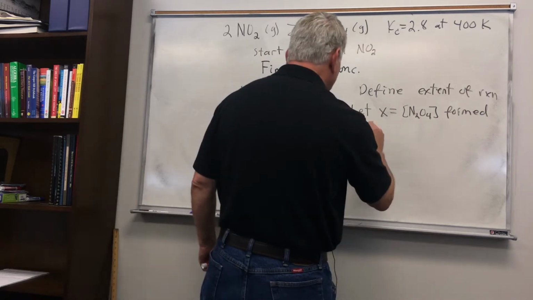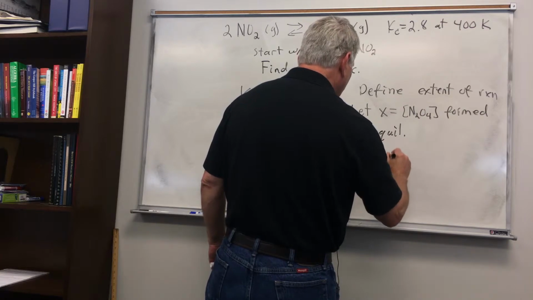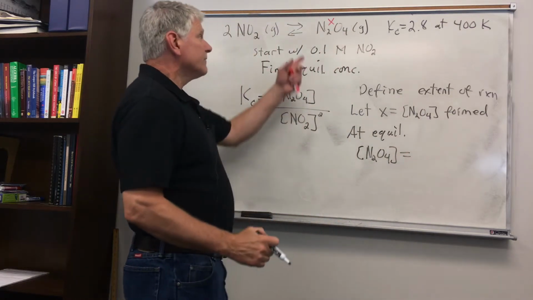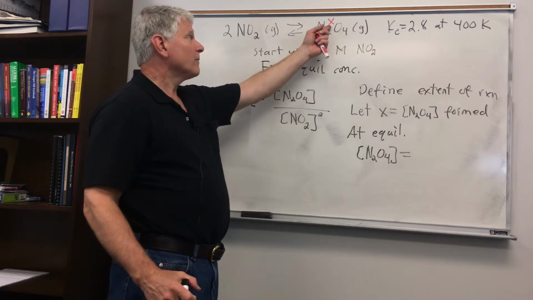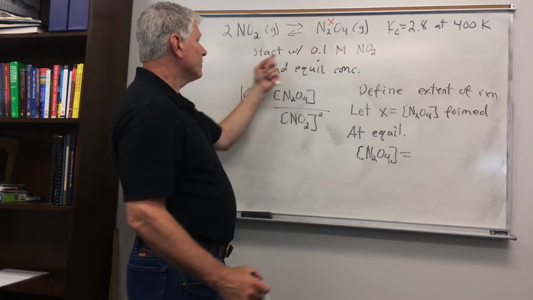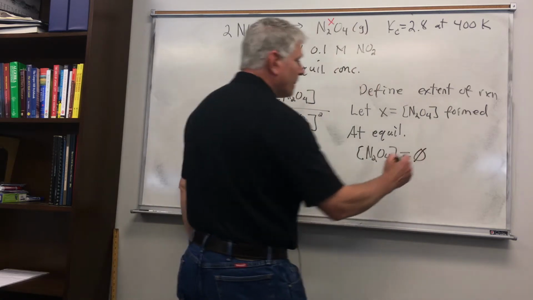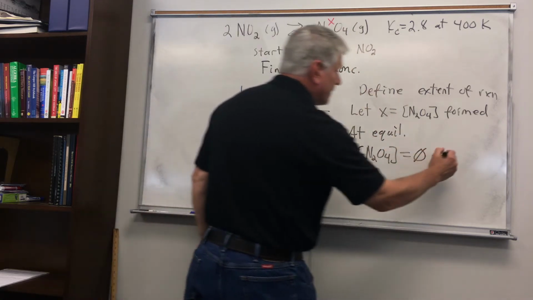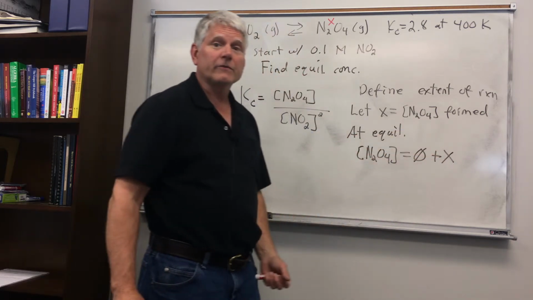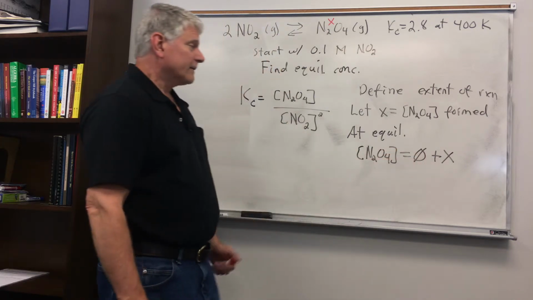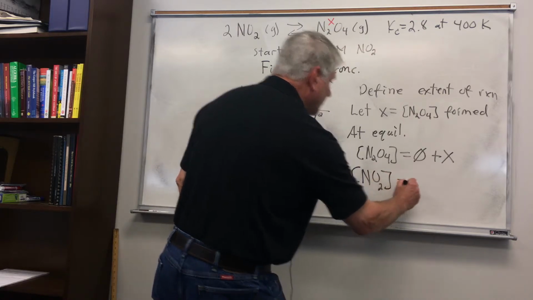So at equilibrium, the concentration of N2O4 is equal to the initial amount plus how much was formed, which is X. The initial amount is 0. Starting, we only had NO2 reactant. So the initial amount was 0, and the amount we formed is X. So the amount at equilibrium is the amount we start with plus the amount that's formed. So 0 plus X.